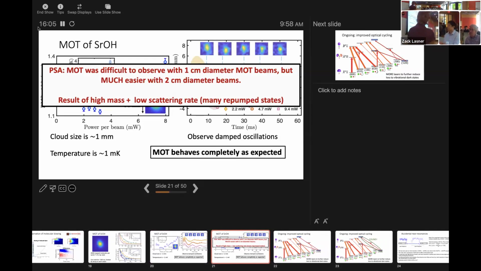We think this is just a result of the high mass of the molecule, which leads to low accelerations per photon kick, and the low scattering rates, which you somewhat inevitably incur by having many repumped states, because you spend a lot of time in various ground states which aren't contributing to your forces. And this combination means the capturing forces are not very high, or the accelerations specifically are not that high, and it helps to just have a larger capture volume.